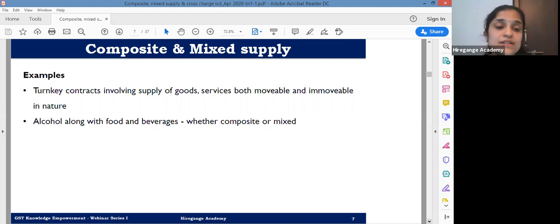What if alcohol is given along with food and beverages? Whether it is said to be a composite or a mixed supply? I would say alcohol is excluded from the tax net. So to that extent, GST need not be paid. Only to the extent of the food and the other beverages, tax could be paid as applicable.